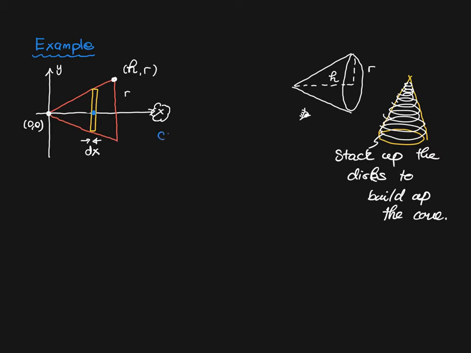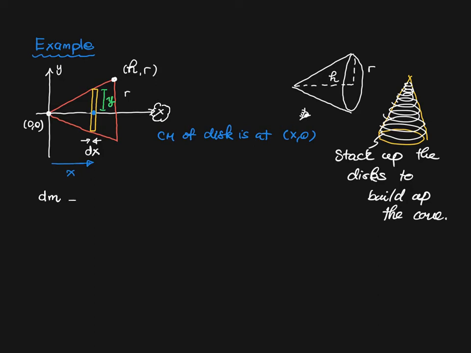So the center of mass of the disk is at x0. We say that the center of mass of the disk is at the distance x away from the origin, and the radius of this disk is given by this distance y, because it's along the y-axis. Now we are going to find dm.